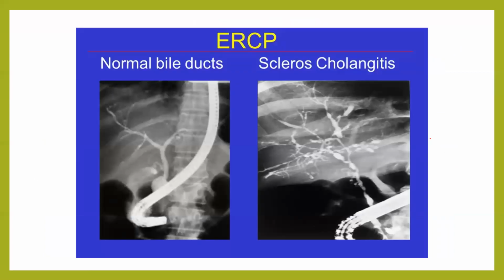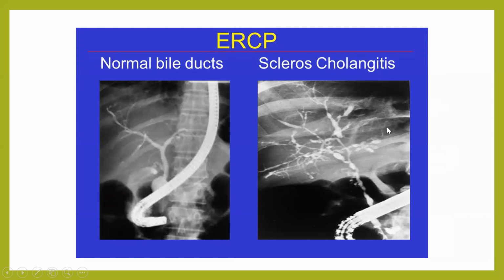Now, this is a picture of a procedure called ERCP. It stands for endoscopic retrograde cholangiopancreatography. And on this side, you can see how normal bile ducts look. There are no strictures, it's completely normal.